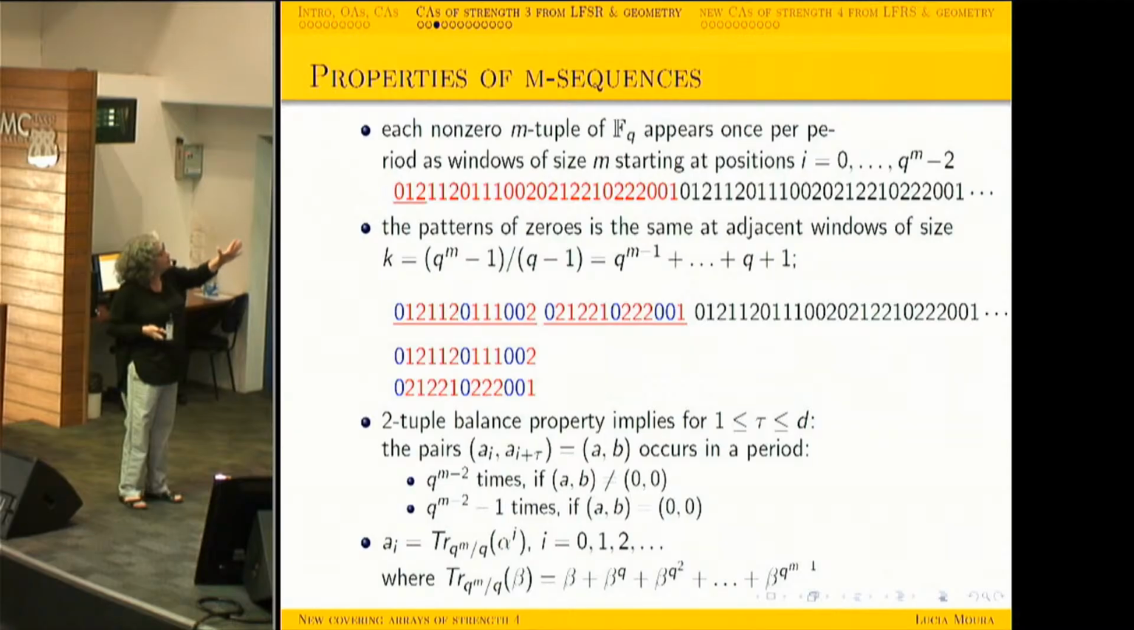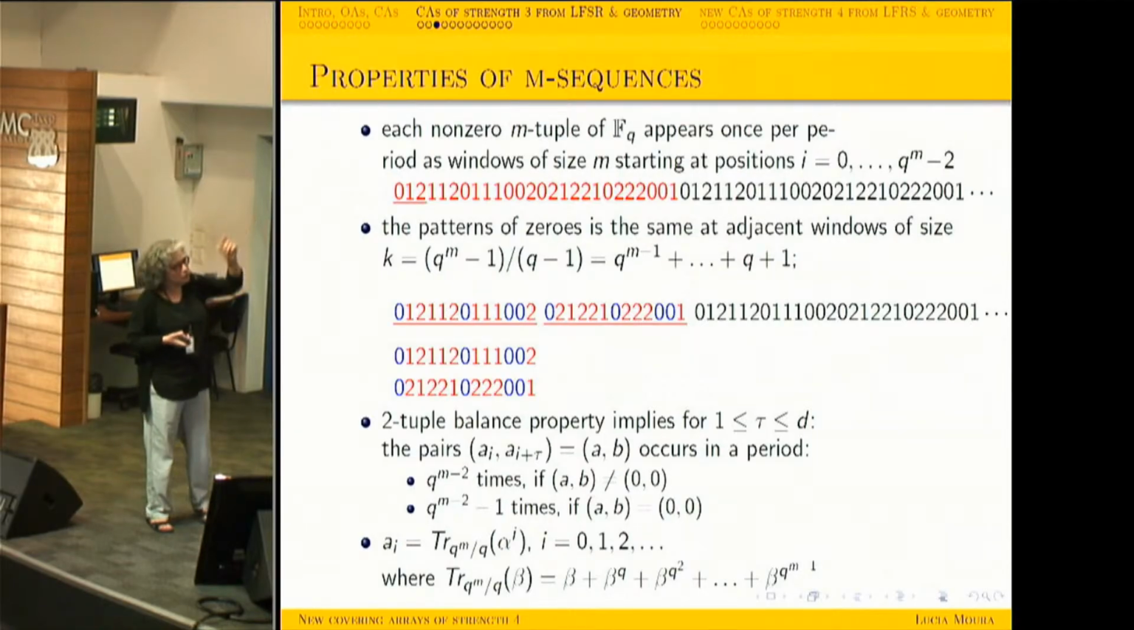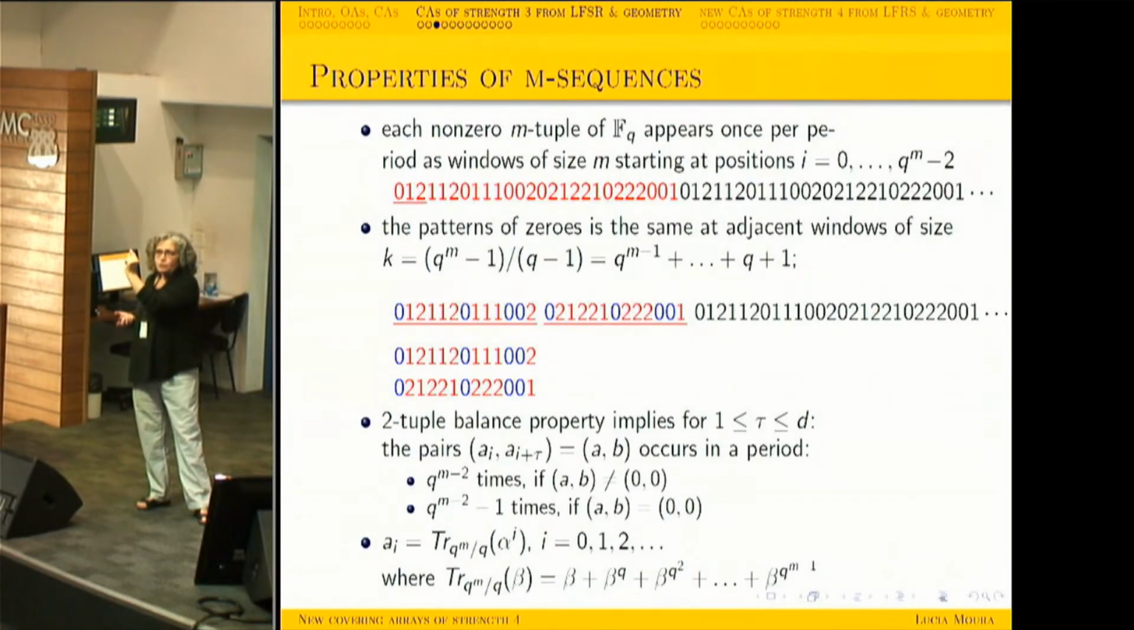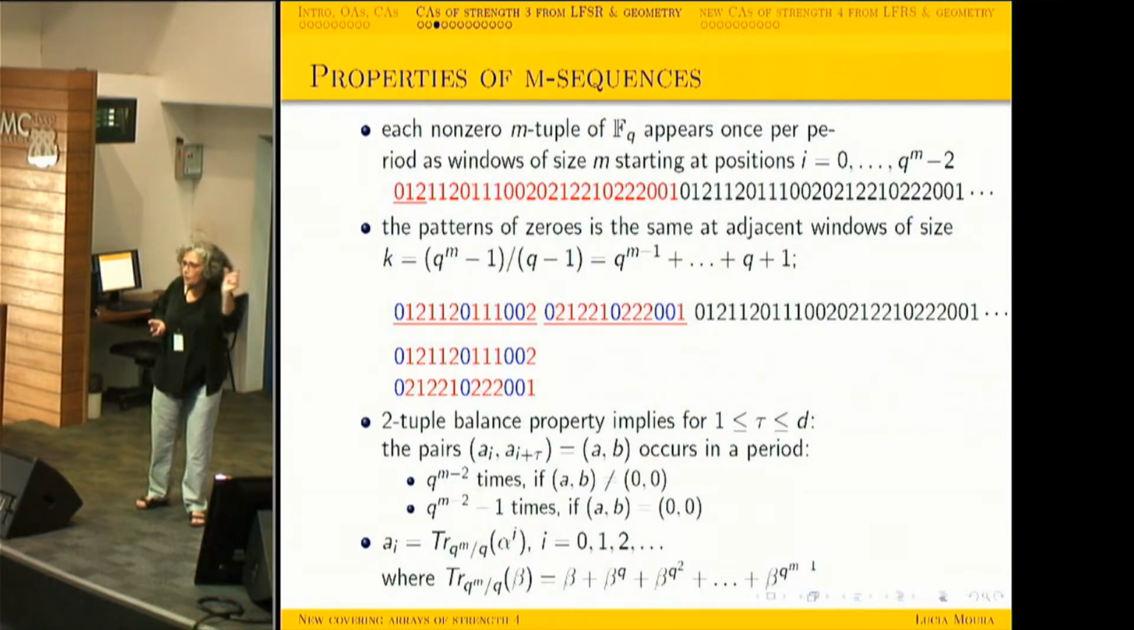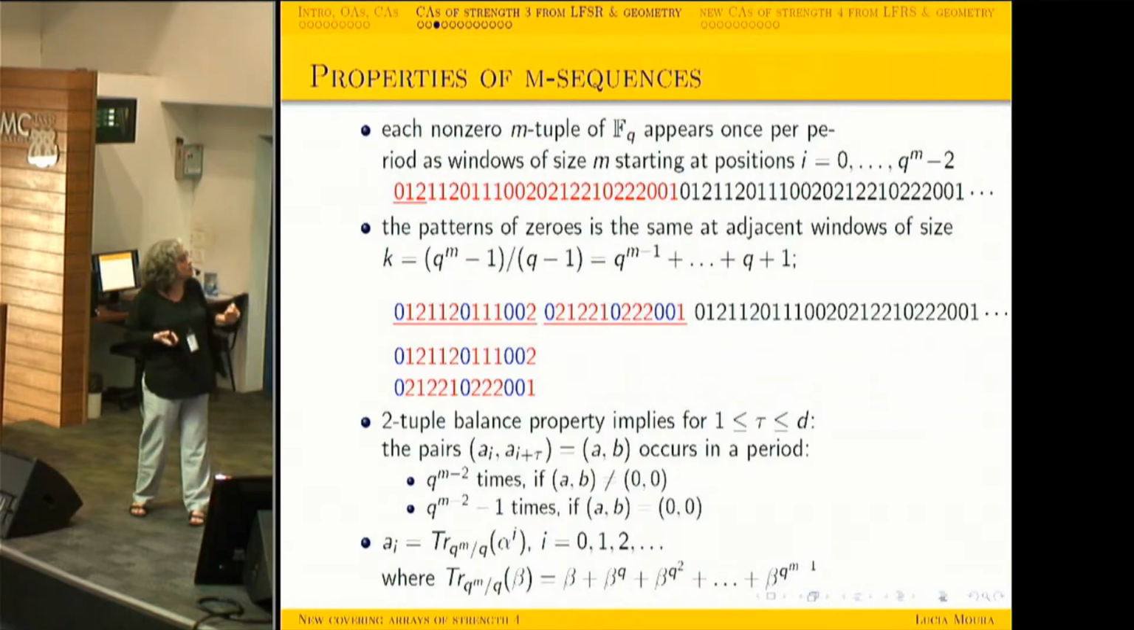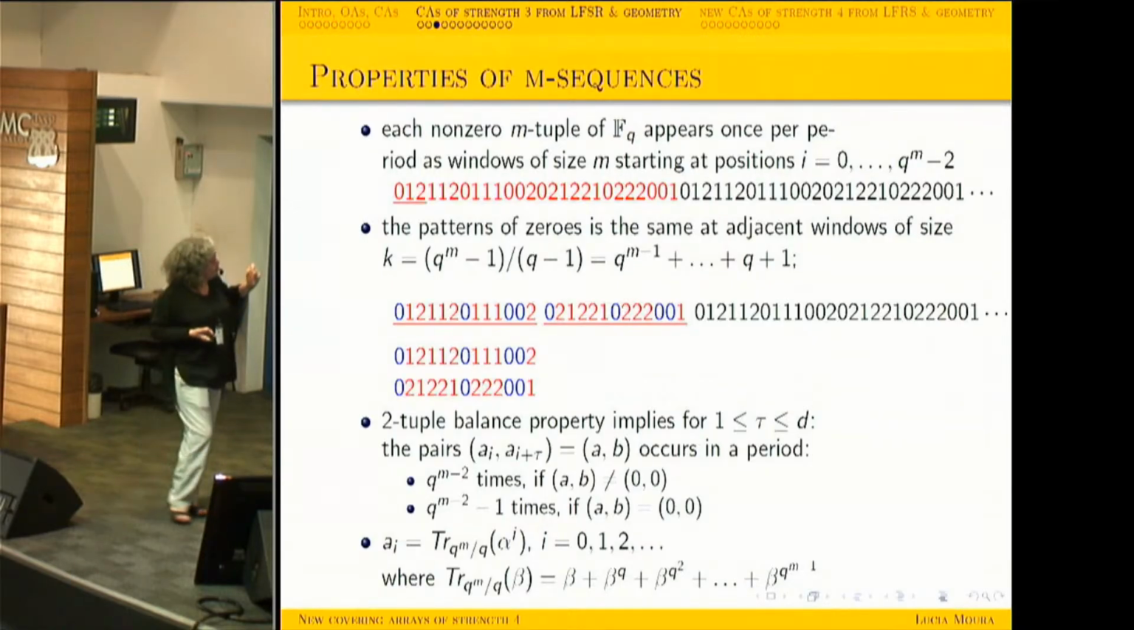Not a lot of time to talk about all the properties that we need, but one of them is that every window of size m that I slide over the sequence, I can see all the tuples of the alphabet that are non-zero, exactly once. Also, if I pick slices, so I have my period q to the m minus 1, but if I pick slices divided by q minus 1, then the consecutive slices are multiples of each other. In this case, I have 2 slices, q minus 1. So I have these numbers, and then I have this times 1, and the same numbers times 2.